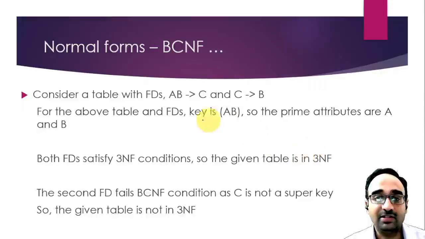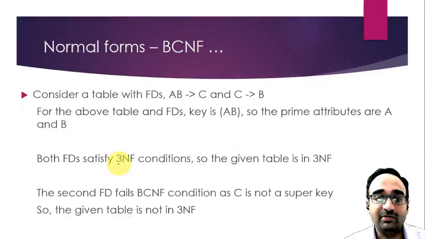Okay. Now let's see this example. These are the FDs that are given: AB derives C and C derives B. Again the key is AB. If you take this first one, the prime attributes are A and B, and the non-prime attribute is C. So if you take AB to C, AB is a super key, so this satisfies BCNF. Now if you see the second one, taking the LHS, C is not a super key, so this is not satisfying BCNF. Since this is not satisfying BCNF, you can say the entire table or relation does not satisfy BCNF.